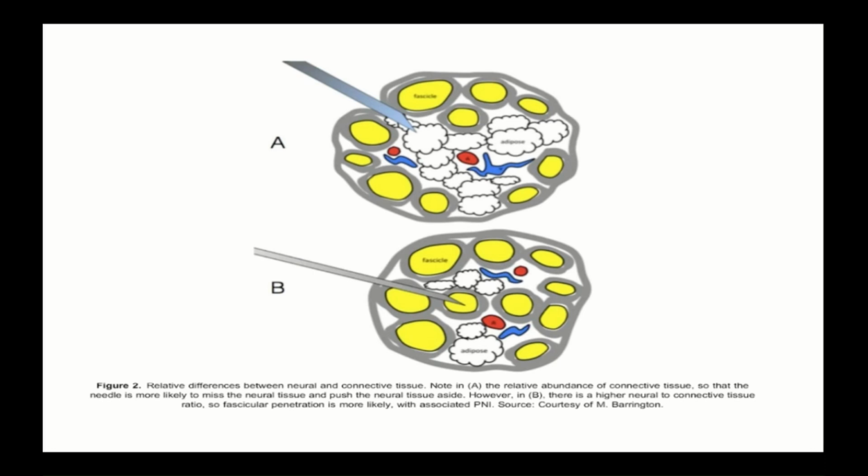So when there's interruption of the epineurium, the needle can easily damage the fascicles, and this can lead to a greater severity of nerve injury in diagram B as compared to the nerve in diagram A. So generally, as we go from proximal to distal, there'll be more connective tissue within the nerve as compared to a more proximal location. So there's also a decrease in risk of peripheral nerve injury as we go more distally.